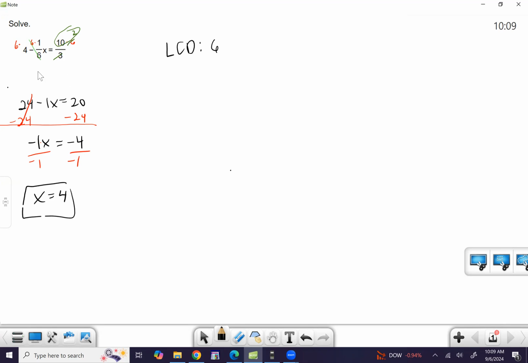All right, guys, hopefully that helps you out with taking this really ugly initial problem, turning it into one with whole numbers, and making it a little bit easier for you.